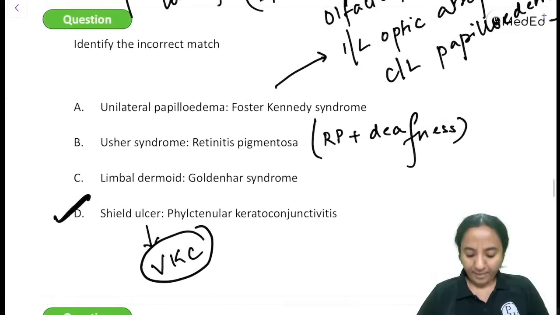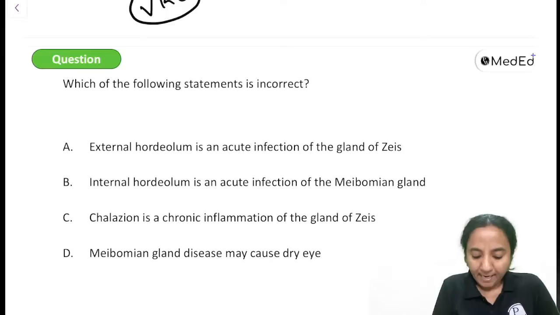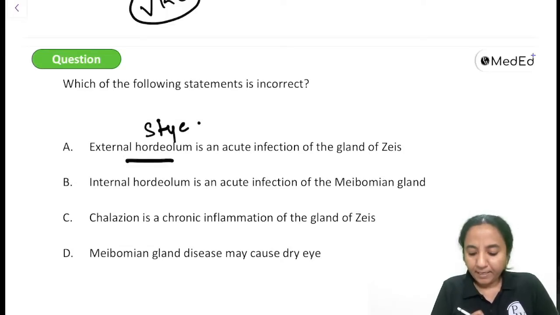Okay? Next question. Which of the following statements is incorrect? External hordeolum, that is stye, is an acute infection of the gland of Zeiss. Internal hordeolum is an acute infection of the meibomian gland. Chalazion is a chronic inflammation of the gland of Zeiss, and meibomian gland may cause dry eye. So what is wrong? Wrong is this. Chalazion is not an infection of the gland of Zeiss.